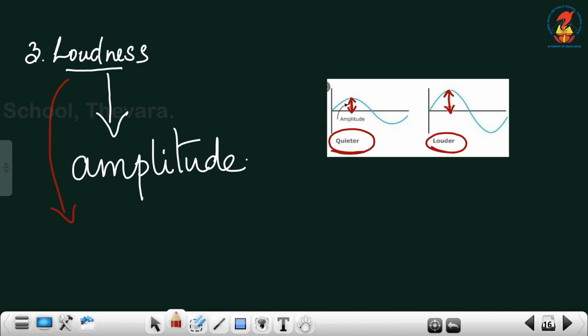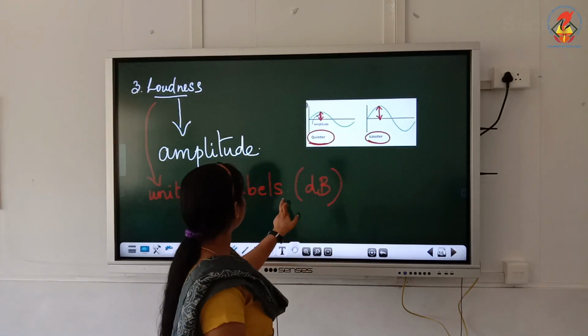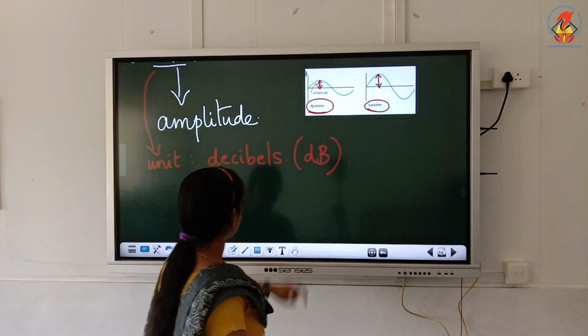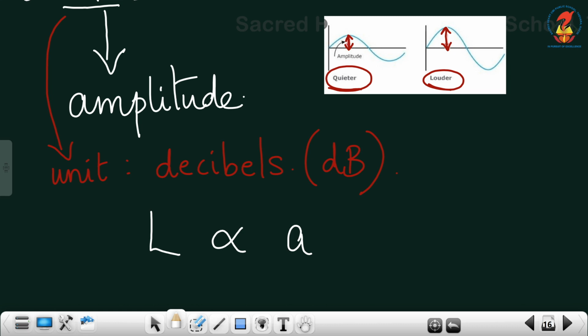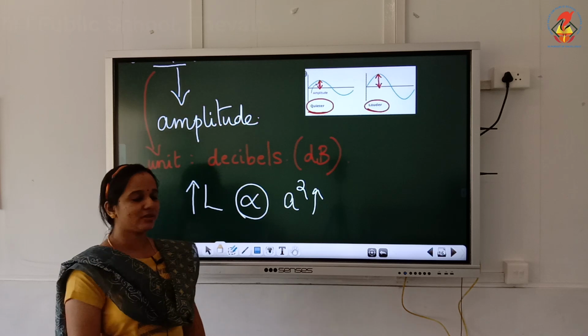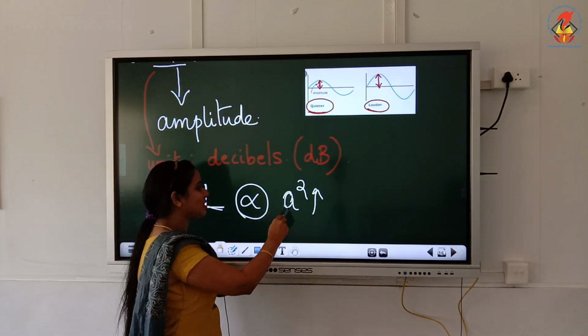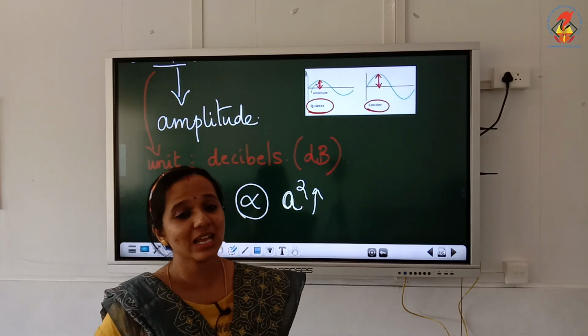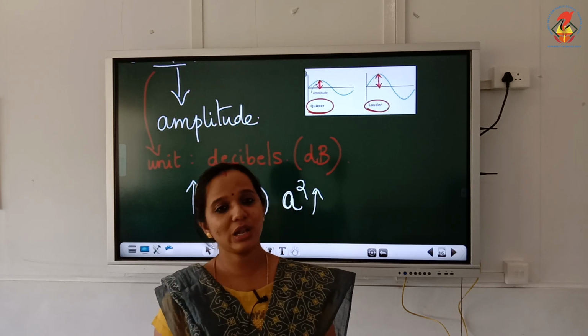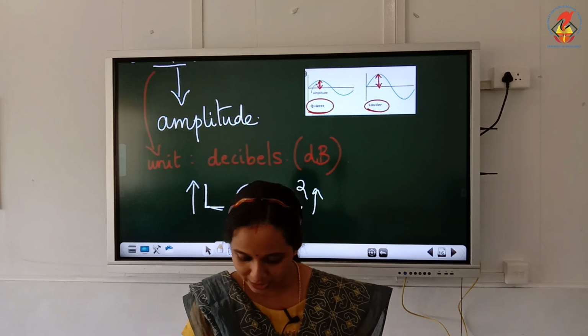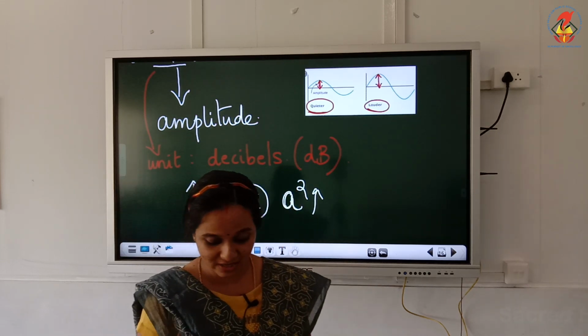The SI unit of loudness is decibels. Loudness is measured in the unit decibels, and the relation between loudness and amplitude is that loudness is directly proportional to amplitude squared. As amplitude increases, loudness also increases. It is in direct proportion. This is the relation that connects loudness and amplitude. That is the third characteristic of a sound.